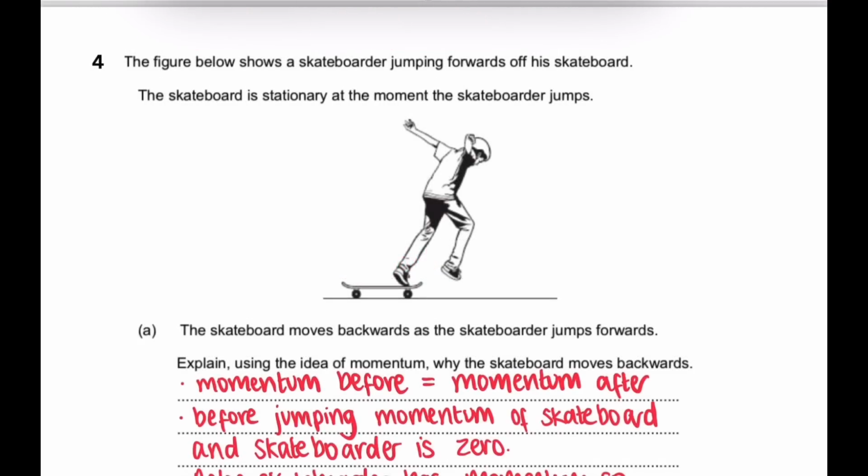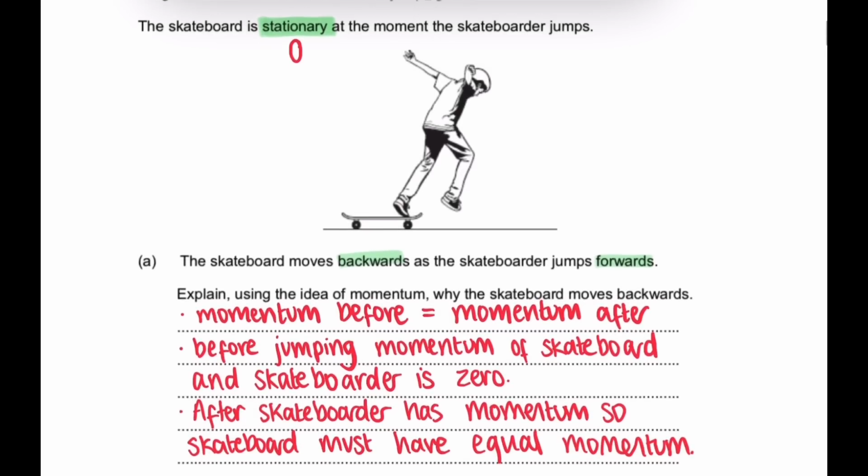Question 4. The figure below shows a skateboarder jumping forward off his skateboard. The skateboard is stationary at the moment the skateboarder jumps. So now let's look at that wording, stationary, which means the velocity and momentum was 0. The skateboard moves backward as the skateboarder jumps forward. So already here you have these parallel words. So you have backward and you have forward. So there's something that is going to tell us that there's going to be some sort of equal motions.